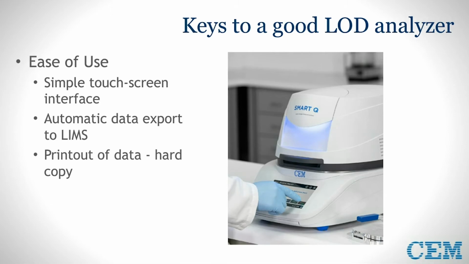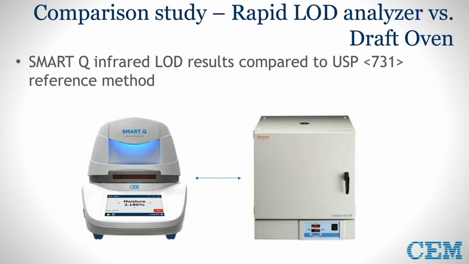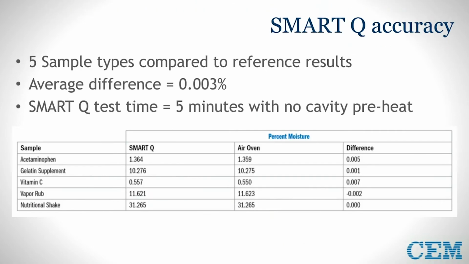As I mentioned, we did a study here at CEM. It was a comparison between the Smart Q infrared moisture analyzer and a draft oven. So we compared some results from various samples to USP 731 reference method. In this study, we chose 5 sample types and we compared them to reference results. The average difference between the Smart Q and the air oven was about 0.003%. And I should mention that the Smart Q average test time was 5 minutes with no cavity preheat.